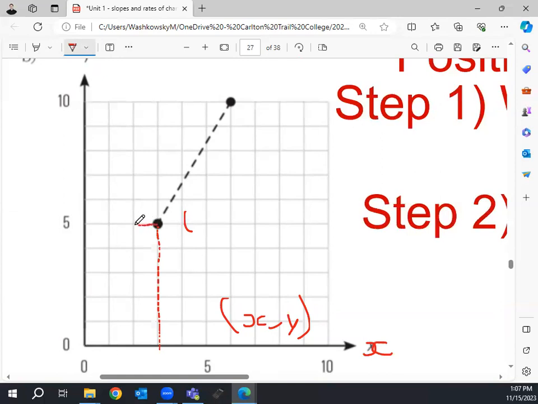And then what's the Y? 5. So what was my mistake here? I just made an error. I put the Y first. No. Just like the alphabet, X goes first. So it's not 5, 3. The coordinate of this point is 3, 5. And is this the first point or the second point that we see on here? First. So I'm just going to put a little 1 here. You're not always going to have to do this, but this is just a nice thing to keep us organized at first. So this is my first point. So this is X1, this is Y1.